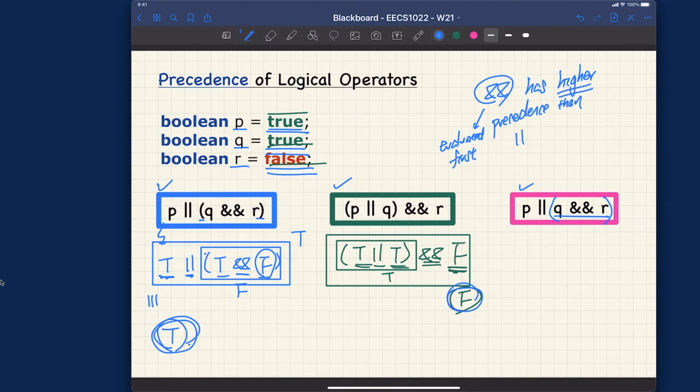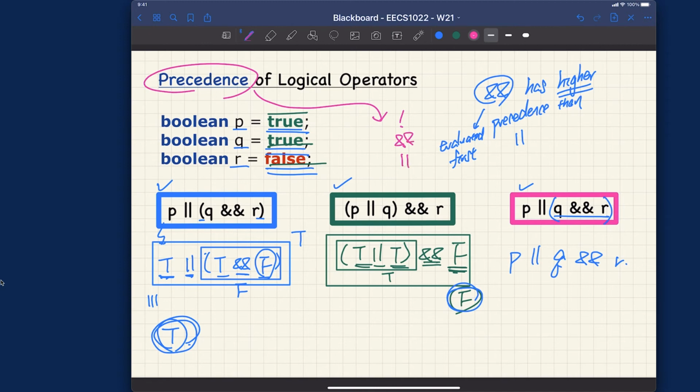So to make sure you understand what you're doing: if you simply write P or Q and R, but forget whether they should be bracketed this way or that way, different ways of bracketing the expression will give you different results. That's the key. For those of you wondering about other logical operators, let me say one more thing about the precedence: the highest one is logical negation, and then conjunction, and then disjunction.